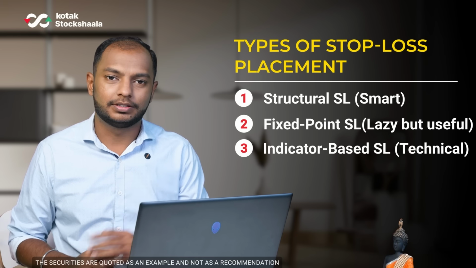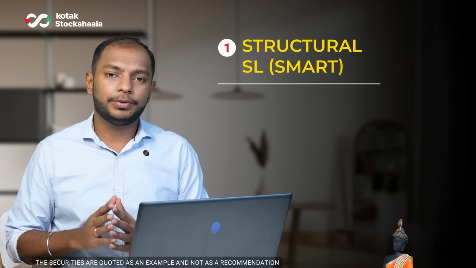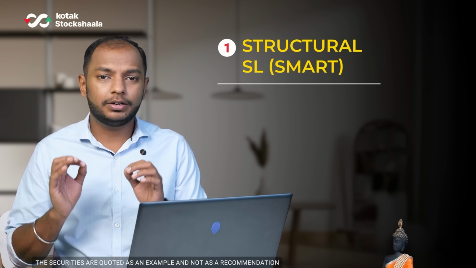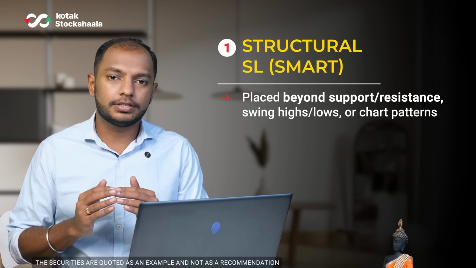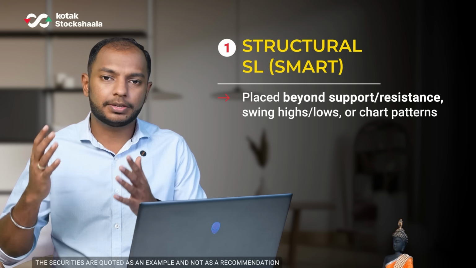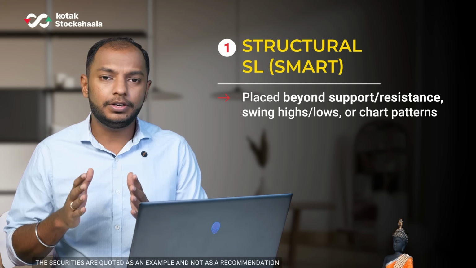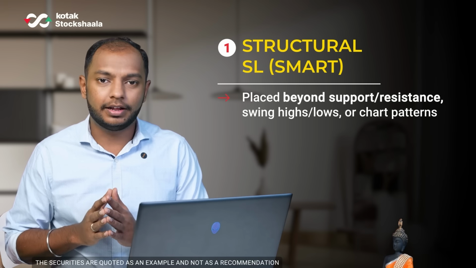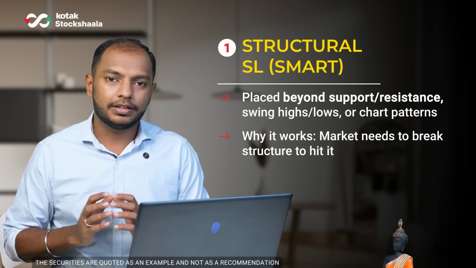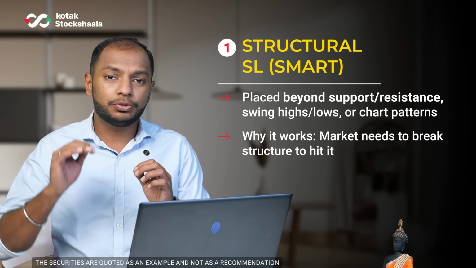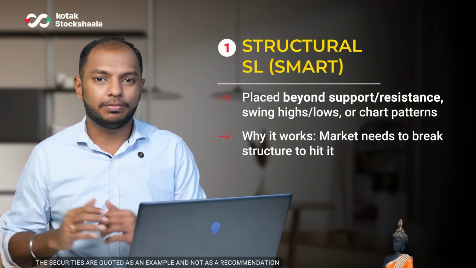The first one, which is the structural based stop loss, is also a smart way of placing stop losses because you're going to place your stop losses either above or below your support or resistance levels, or even based on certain structure like bullish engulfing or bearish engulfing. Why it is smart is because the market has to break the structure to hit your stop loss.